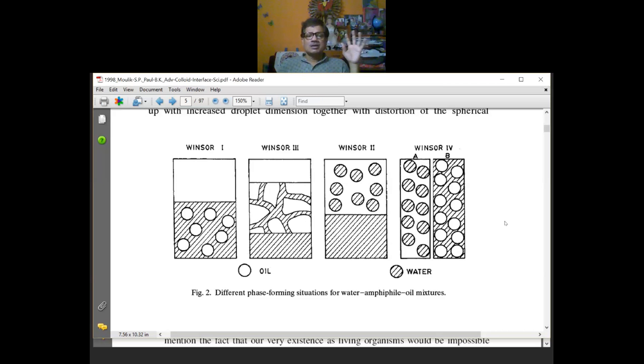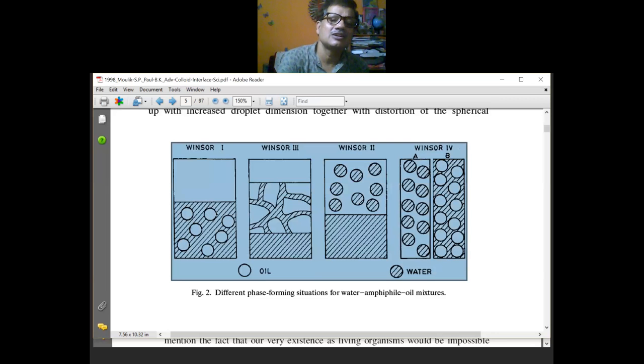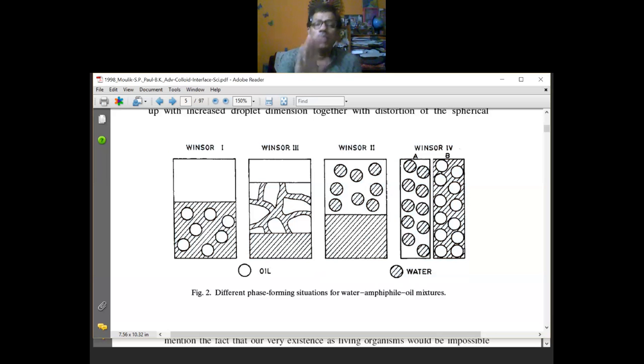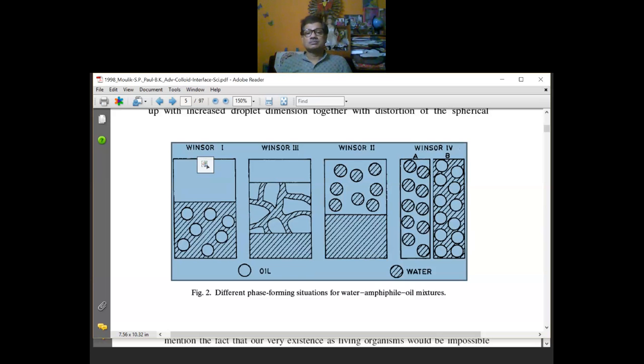Suppose you are having oil dispersed in water, meaning you have a large amount of surfactant and water, so they can form micelle, regular micelle. They can form regular micelle, and in the normal micelle some oil molecules can be dispersed. So I would say it is oil in water microemulsion, and this is called type 1 microemulsion, Winsor 1.